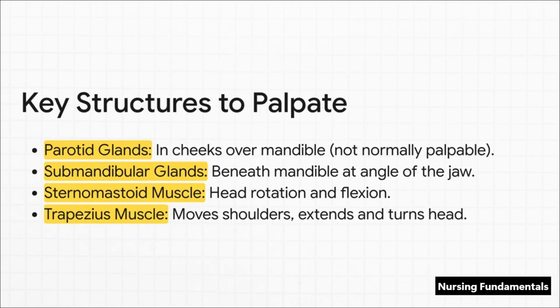And here are the other big players in this area. You've got the parotid glands way back in the cheeks. Here's the thing, though. You shouldn't normally be able to feel them. If they're swollen, you might think about something like mumps. The submandibular glands are tucked right under the angle of the jaw. Then, of course, you have those two big, ropey neck muscles, the sternocleidomastoid for turning the head and the trapezius for shrugging the shoulders. Now let's talk about the wiring that makes it all work.